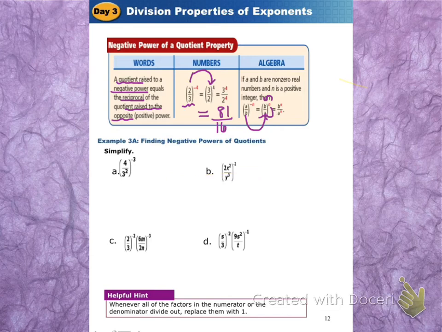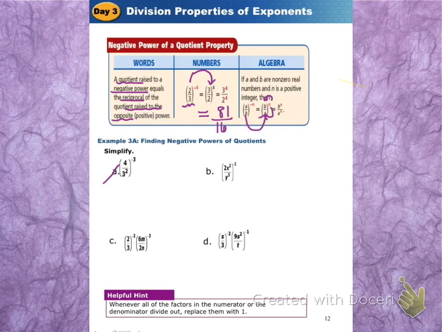Let's try a few examples, and since the video is getting a little bit long, I'm going to skip right to example B. So we may or may not come back to A at some point, maybe in class. So I'm just going to cross out A just to know we didn't do it in the video, and we're going to move on to B.